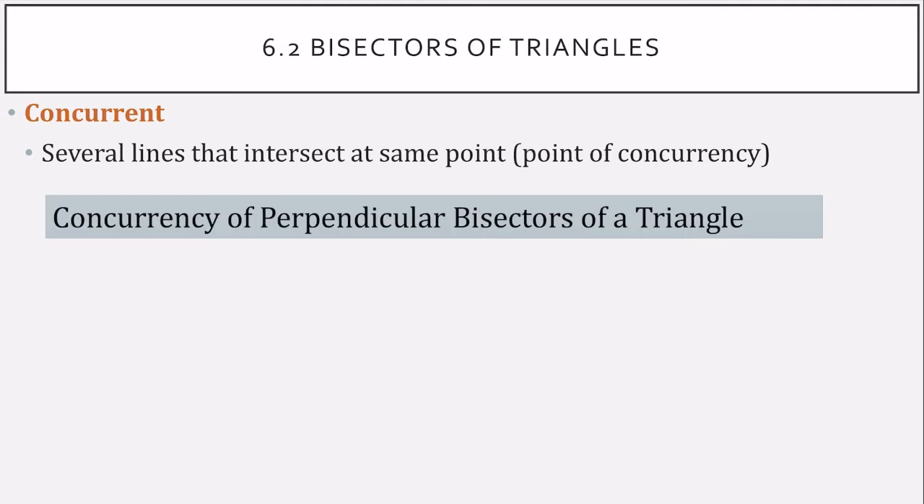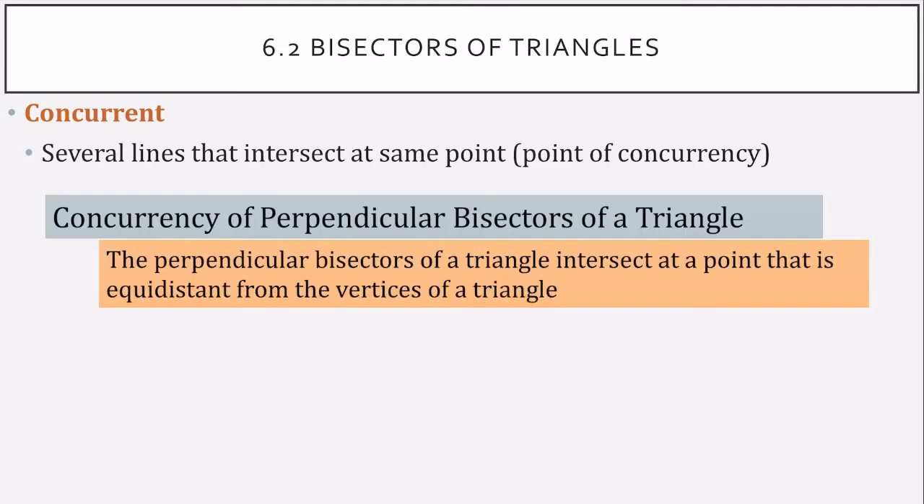The concurrency of the perpendicular bisectors of a triangle theorem says that the perpendicular bisectors of a triangle intersect at a point that is equidistant from the vertices of the triangle. Because remember, the perpendicular bisector theorem said that any point on a perpendicular bisector is equidistant from the ends of the segment. So if we have a big triangle, any point on a perpendicular bisector would be equidistant from the ends of that segment, which would be the vertices of the triangle.